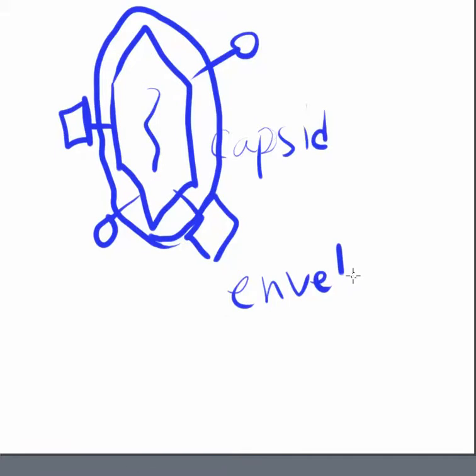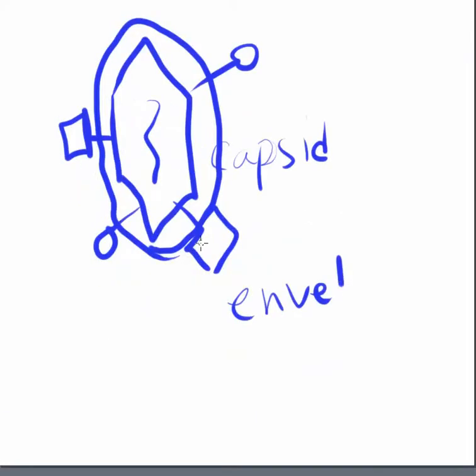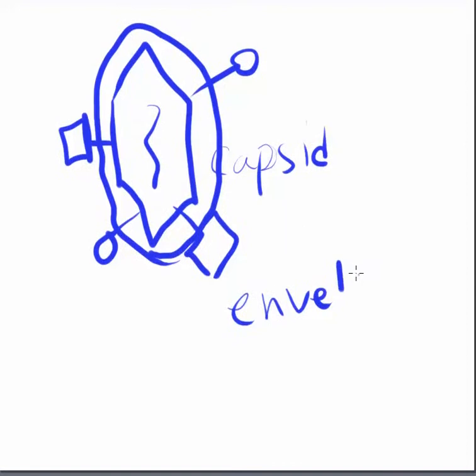And if the virus does not have the membrane, then we call it naked. So if it's just the capsid with the spikes and nucleic acid, no envelope, then it's naked. If it has the envelope on top of its capsid, then the membrane, it's called the envelope or enveloped virus. That membrane actually comes from the cell that it was made in.